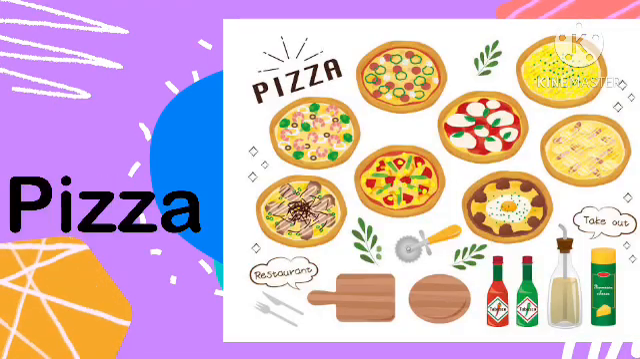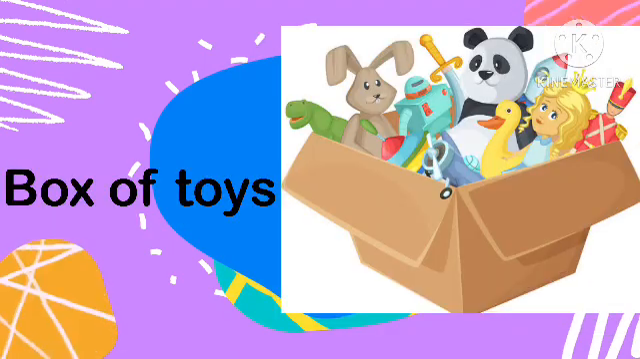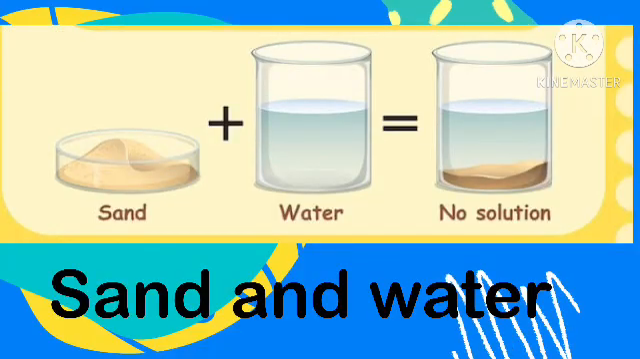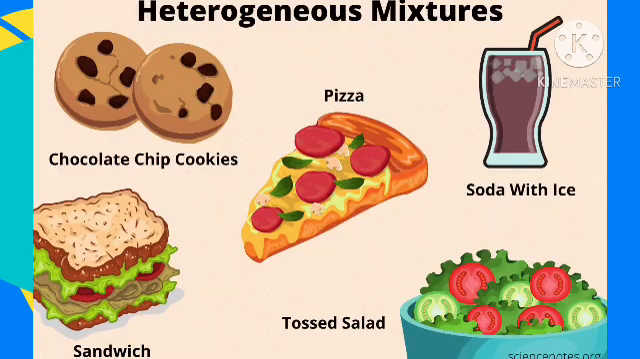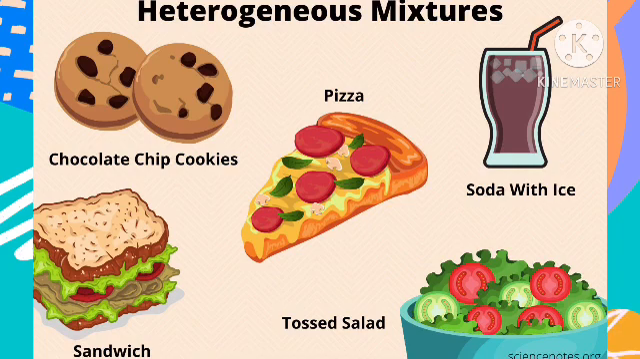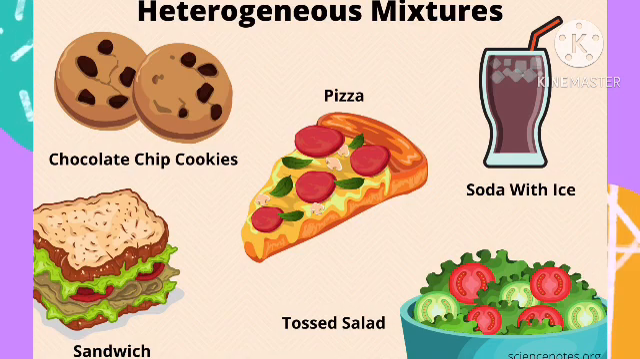We also have pizza, box of toys, sand and water. We also have oil and water. All these are heterogeneous mixtures. They do not come together as one. That is, they are not blended together. You can easily separate them into their different parts.